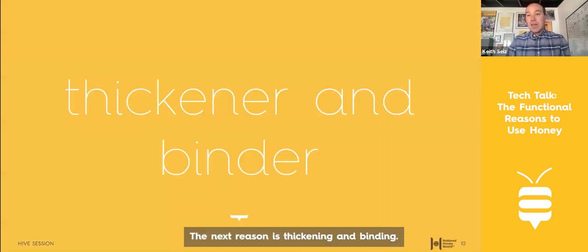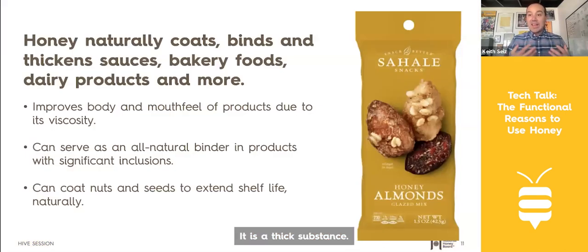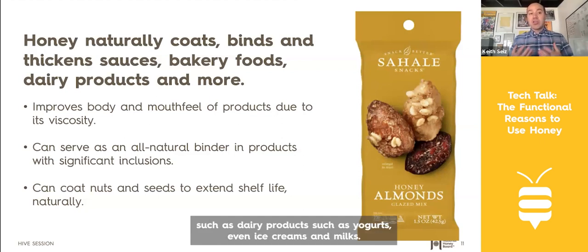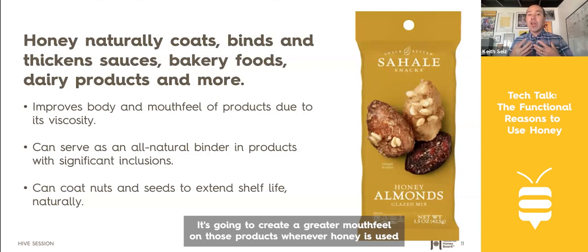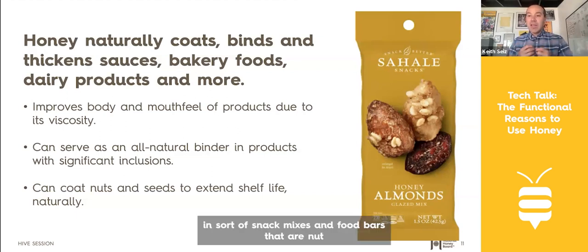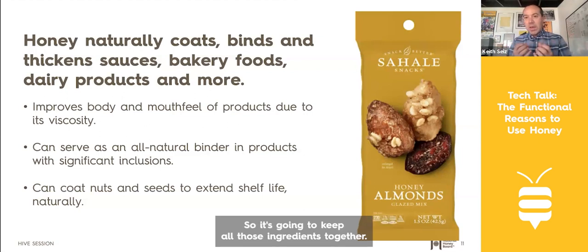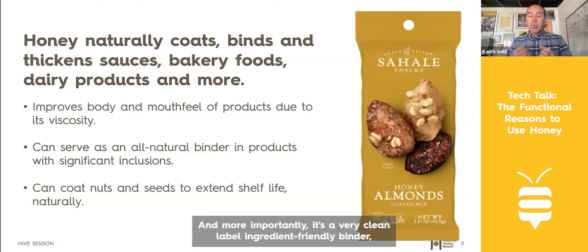The next reason is thickening and binding. We all know the viscosity of honey. It is a thick substance. This is great in a various amount of products, such as dairy products, such as yogurts, even ice creams and milks. It's going to create a greater mouthfeel in those products whenever honey is used. In snack mixes and food bars that are nut and seed heavy, honey's also going to act as a binder. So it's going to keep all those ingredients together. And more importantly, it's a very clean label, ingredient friendly binder.